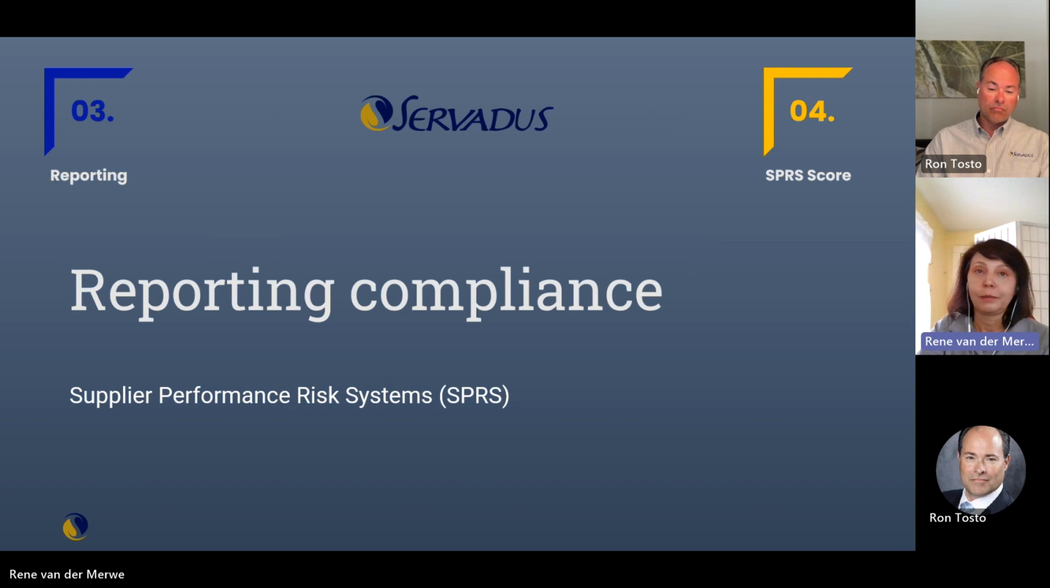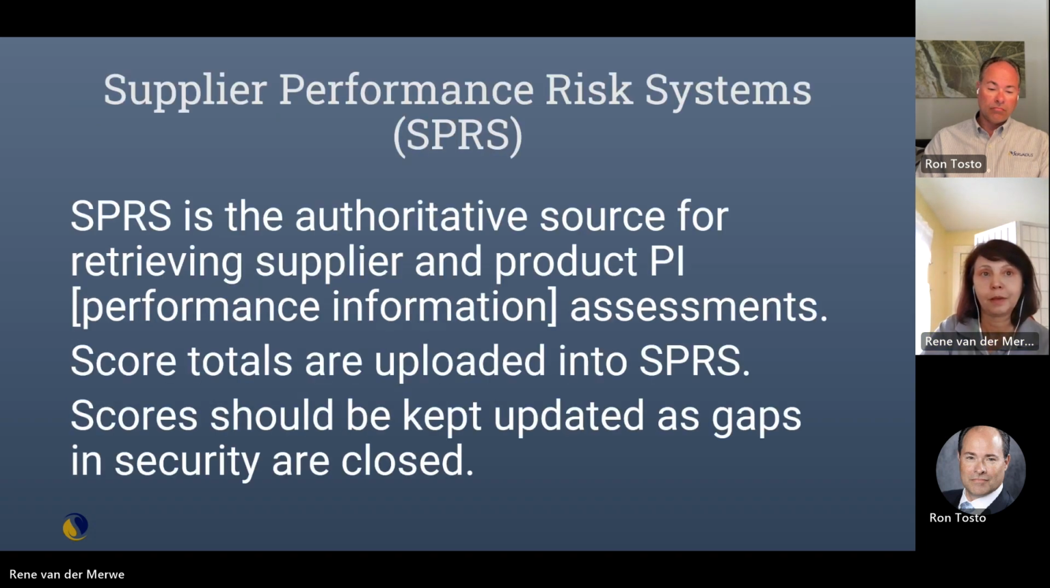Next, we will discuss the reporting of compliance. SPRS, the Supplier Performance Risk System, is the authoritative source for retrieving supplier and product performance information assessments for the DoD acquisition community. Your total score is uploaded in SPRS, not individual items, along with a date that you project to have all your security gaps closed. You should plan around 6 to 12 months to reach a perfect score.